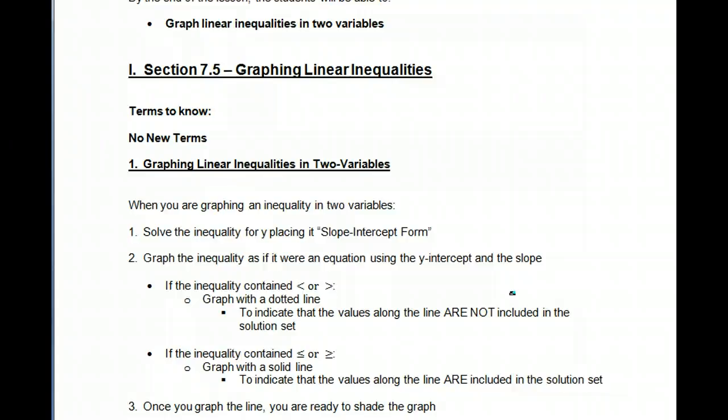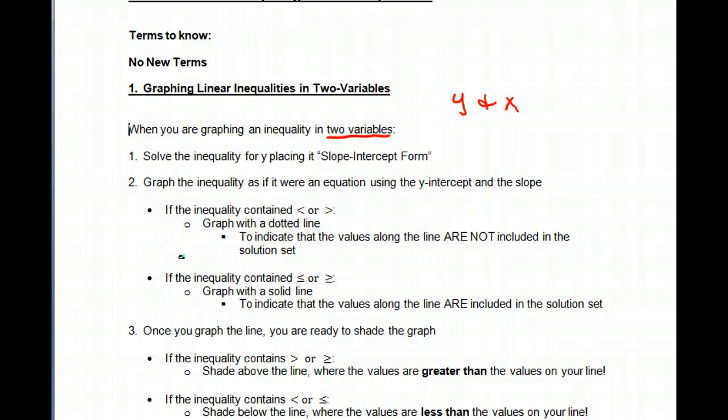When you are graphing an inequality in two variables, and remember the term two variables just means that we're going to have literally two variables like a y and an x, or maybe a w and a v, two variables of some form. The first thing that you want to do is solve the inequality for y by placing it in slope-intercept form, so to speak.